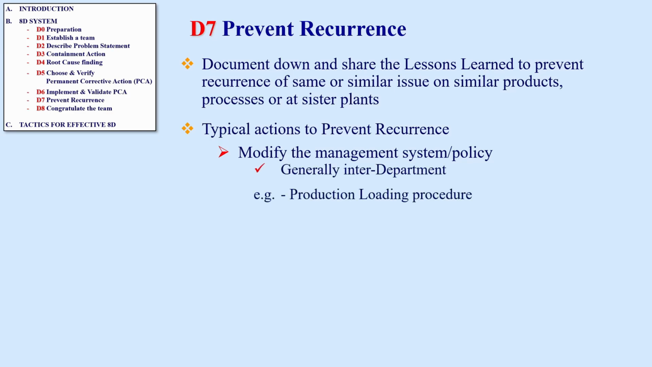For example, production loading procedure. Some companies have a policy that a maximum of 95% of full capacity only could be planned or loaded. This is to ensure the machines have time for preventive maintenance, or even unscheduled downtime.